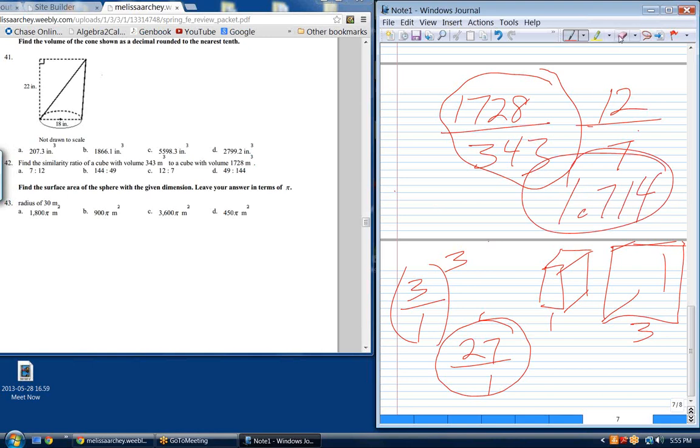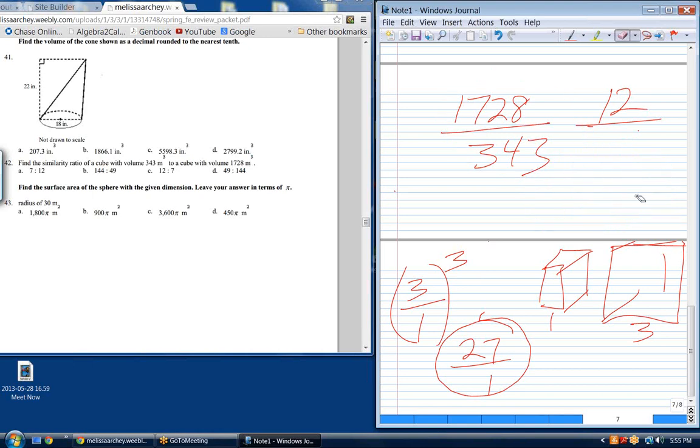In other words, the better way to do the problem is to take the cube root of 1728 and get 12, and then take the cube root of 343 and get 7. That is one of the answers. It gives you the answer the same way, the calculator does it. Whatever, that's fine. As long as you know that if you're given the volumes, you have to take the cube root of each, put them in a ratio, and that's the similarity ratio.